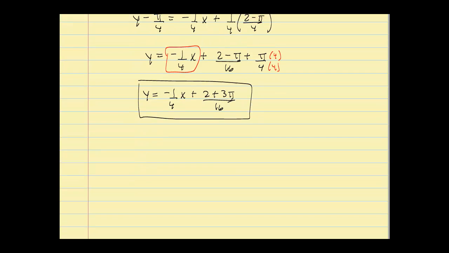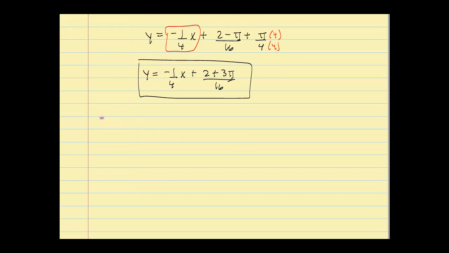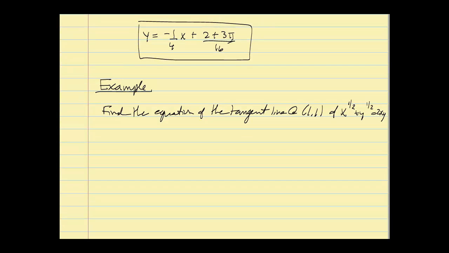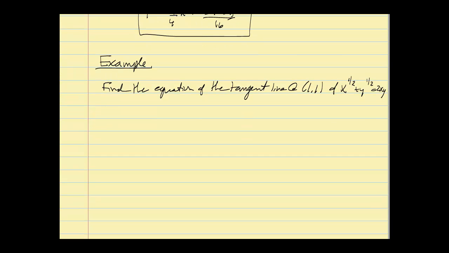Let's go ahead and look at another one of that type. Let's not have this one involving trig. That will certainly simplify it a little bit. Let's go ahead and find the equation of the tangent line at the point 1, 1 of the equation x to the 1/2 plus y to the 1/2 equals 2xy. Kind of snuck off the screen. So again, the first thing we need is the slope. So let's go ahead and find the slope.